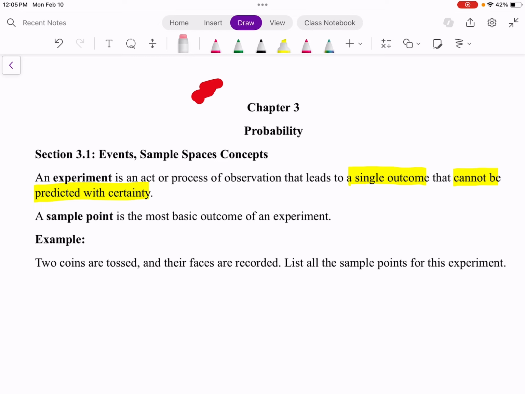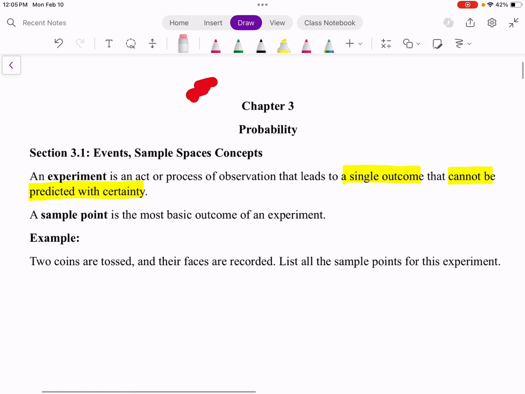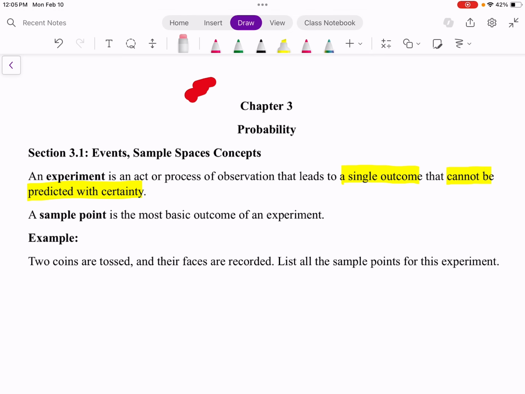So an experiment always leads us to a single outcome, and we cannot predict it. We don't know whether that outcome occurs or not. We are not 100% sure of getting that single outcome. Now, can you think of another experiment where we get one outcome and we are uncertain of that one outcome? Can you think of a next example of an experiment?